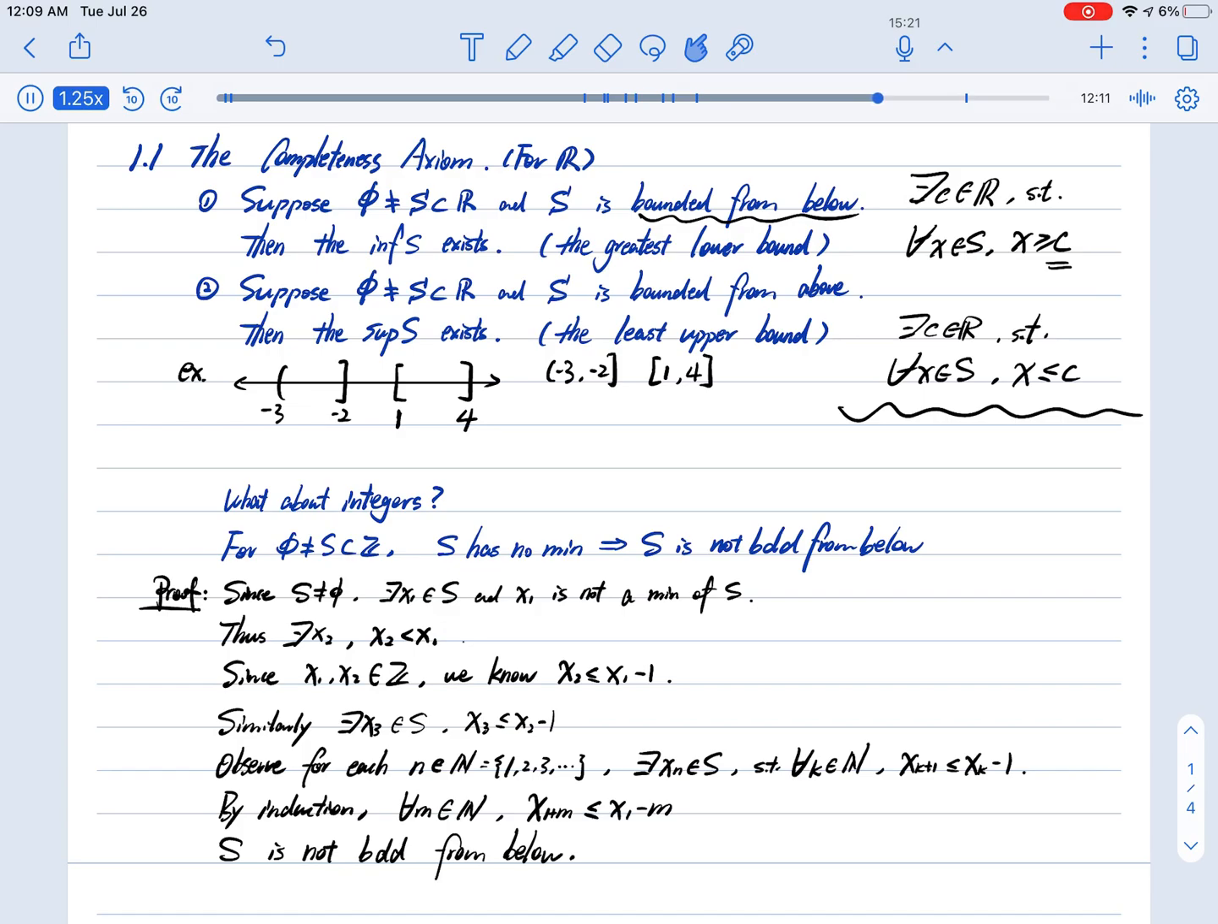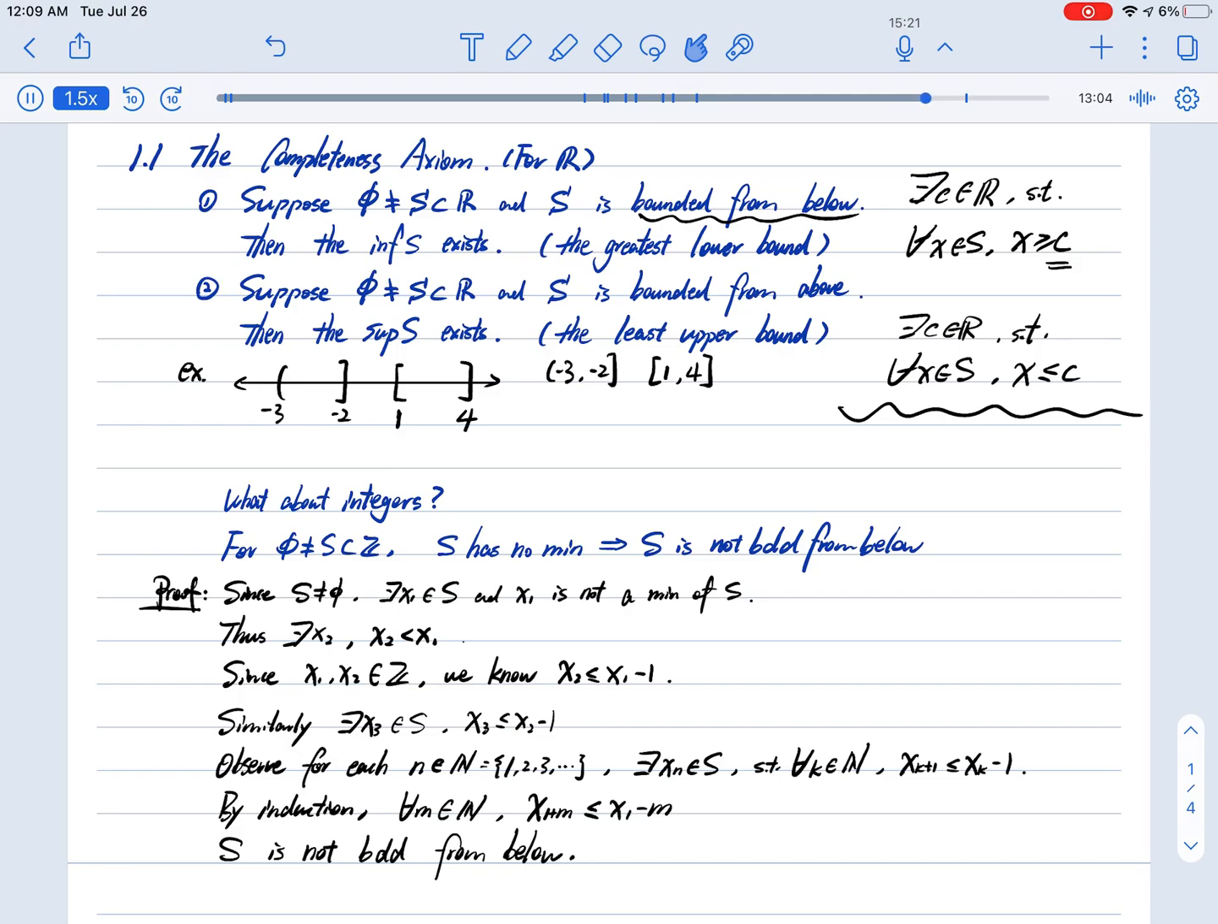There's a very interesting concept: if we're analyzing integers, there's a non-empty set of integers, and if it has no minimum, then it is not bounded from below. How do we prove this conditional statement? We need to assume the premise, that S has no minimum, is true, and then try to build a bridge between the premise and the conclusion. Because S is not empty, there's at least one element in it, which we call X1. X1 is not a minimum, because we have assumed S has no minimum.